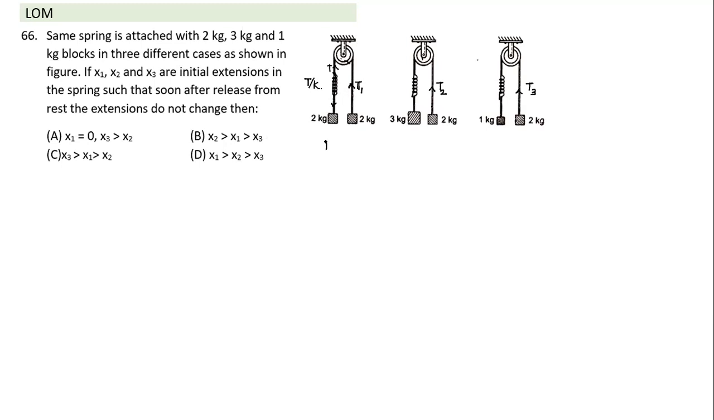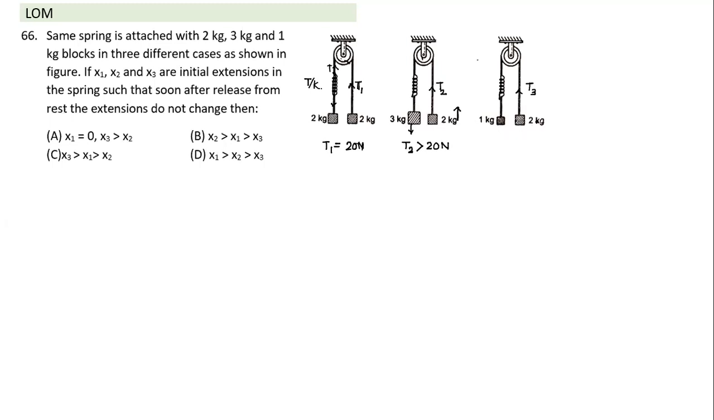T1 is simple, because both weights are equal. So it will remain in equilibrium and T1 will be equal to 20 Newton. Second case, this mass is heavier, so it will have a downward acceleration, and the 2 kg mass will have an upward acceleration. With the 2 kg mass having upward acceleration, the tension T2 has to be greater than 20 Newton and less than 30 Newton. So very easily we can say T2 is greater than 20 Newton because the 2 kg mass the string is connected to is having upward acceleration.